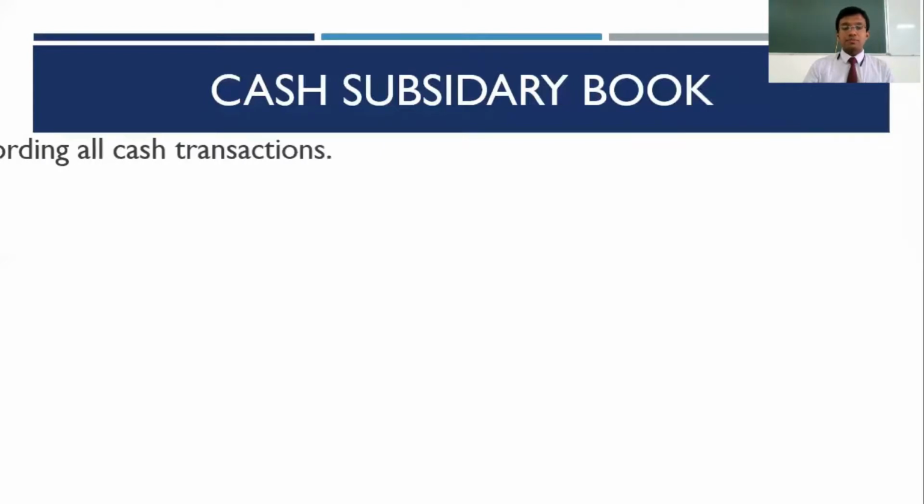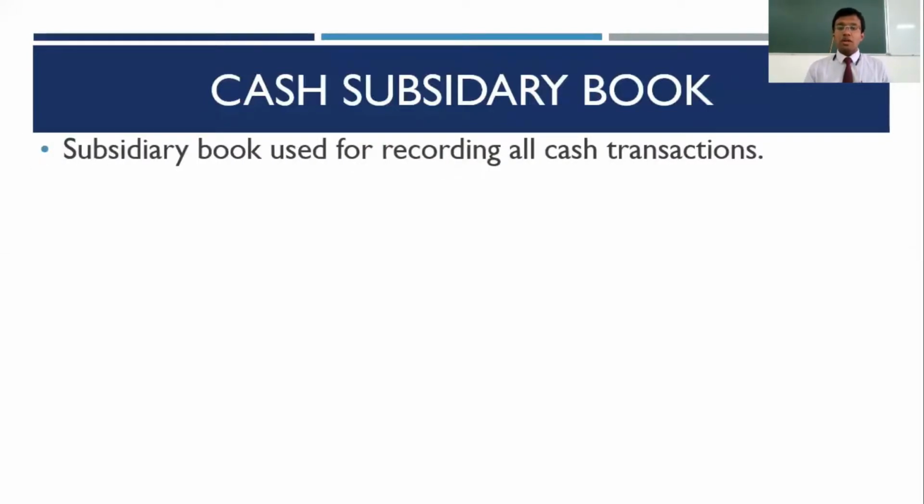Cash subsidiary book is a subsidiary book which is used for recording all cash transactions. Any transaction which involves cash would be recorded immediately into your cash subsidiary book. So, for example, we saw that you could have credit sales, you could have cash sales. We also saw that you could have credit purchase, you could have cash purchase. So, depending on what scenario we are dealing with, we would decide whether we should write in this book or into the cash book. So, the cash subsidiary book deals only with the recording of cash transactions.